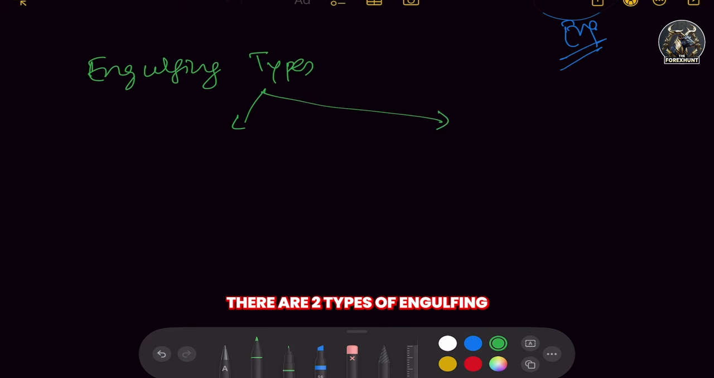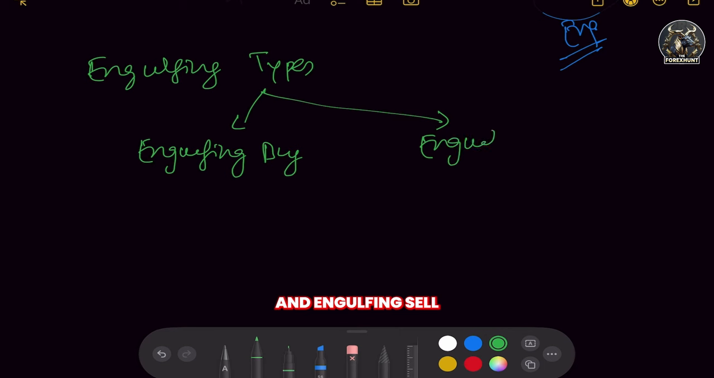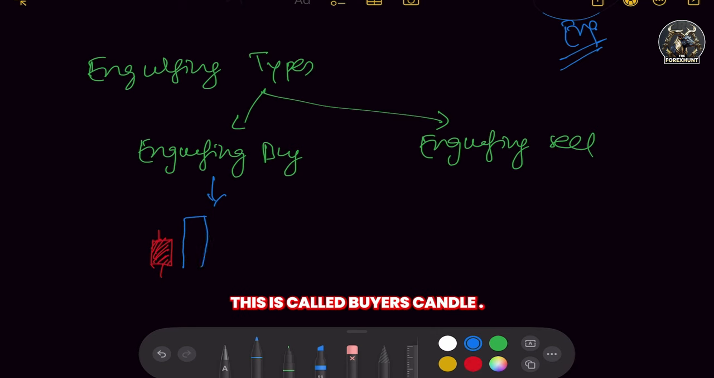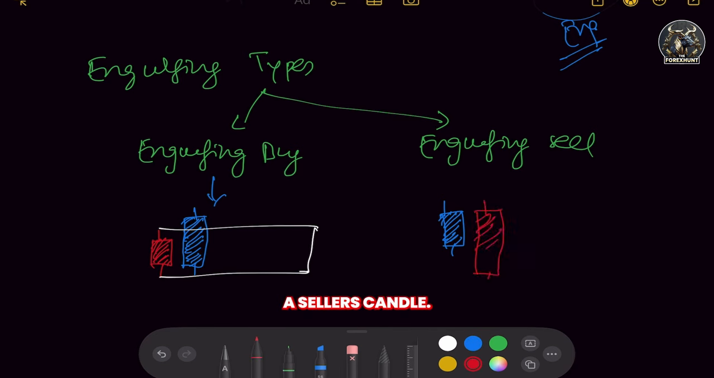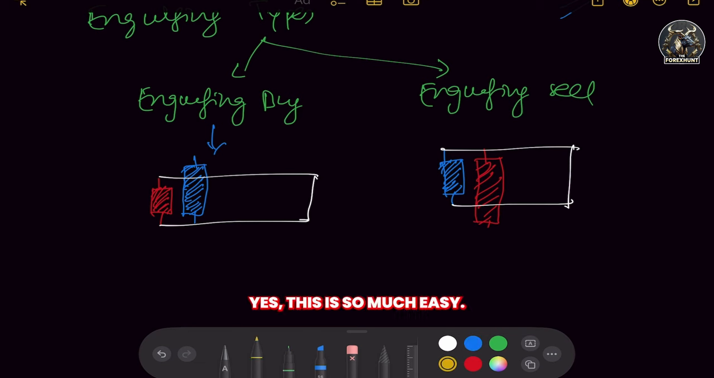There are two types of engulfing. Engulfing buy and engulfing sell. In engulfing buy, this is simple. There is a red candle. This is called seller's candle. And there is a blue candle. This is called buyer's candle, eating the previous candle. And this is the zone. Okay. And similarly, in engulfing sell, there is a buyer's candle, which is eaten by a seller's candle. This is engulfing sell. Easy? Yes, this is so much easy.